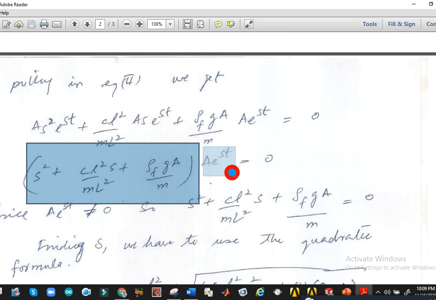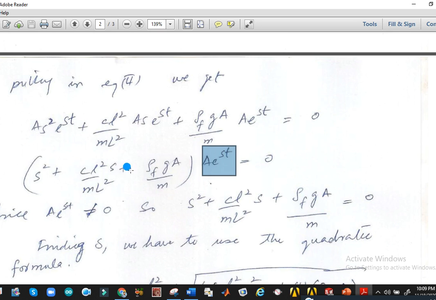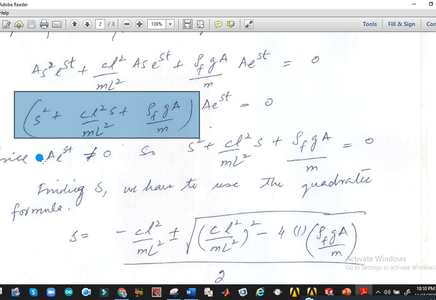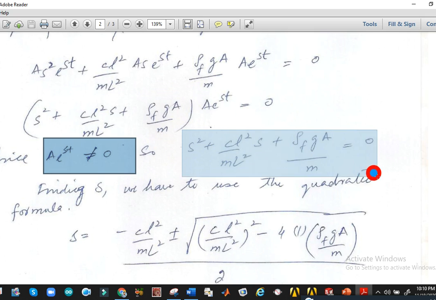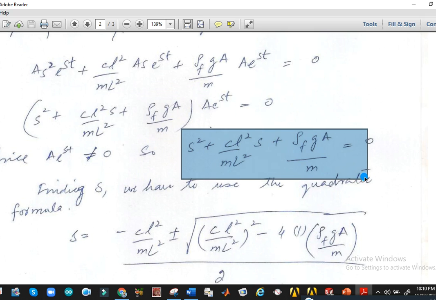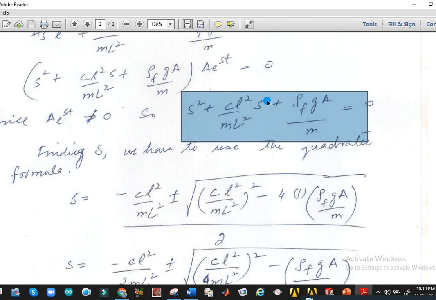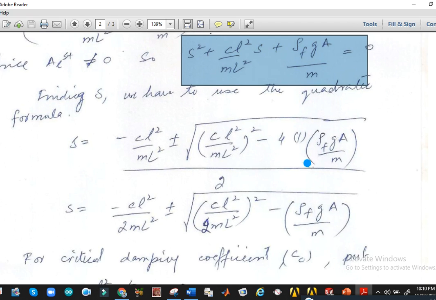So velocity can never be equal to 0, but this expression can equal 0. This term cannot equal 0 and this term is equal to 0, and it is actually a quadratic equation where a is equal to 1, b is equal to cl square divided by ml square, and c is equal to rho g a divided by m.